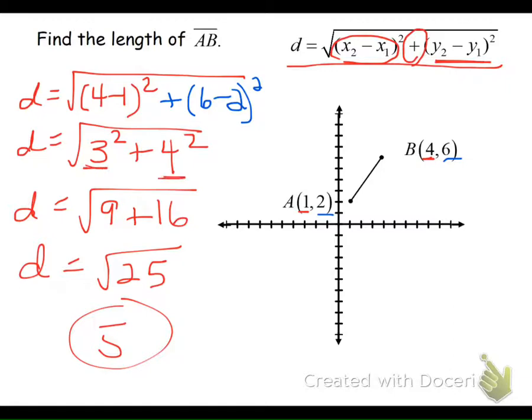I wish I had a bigger board space to show you so I could have left the other stuff up there. But this 3, where did that 3 come from? That was literally the distance we went over, because the difference of the x's is how far you went over. This 4 was how far we went up and down, 6 minus 2.